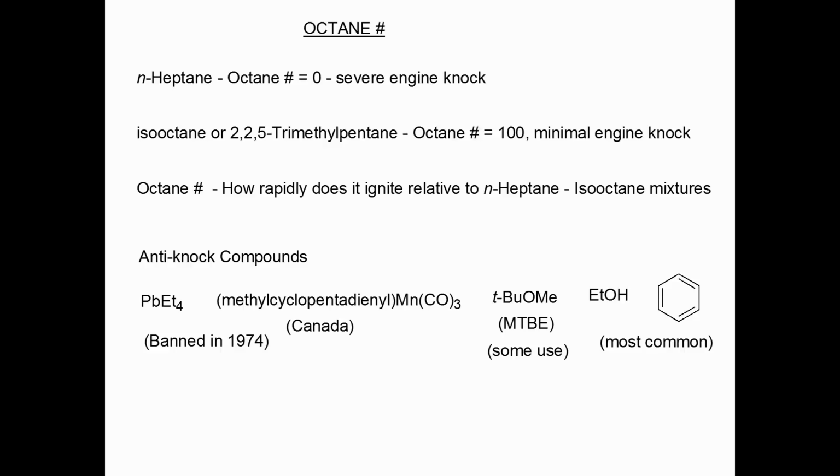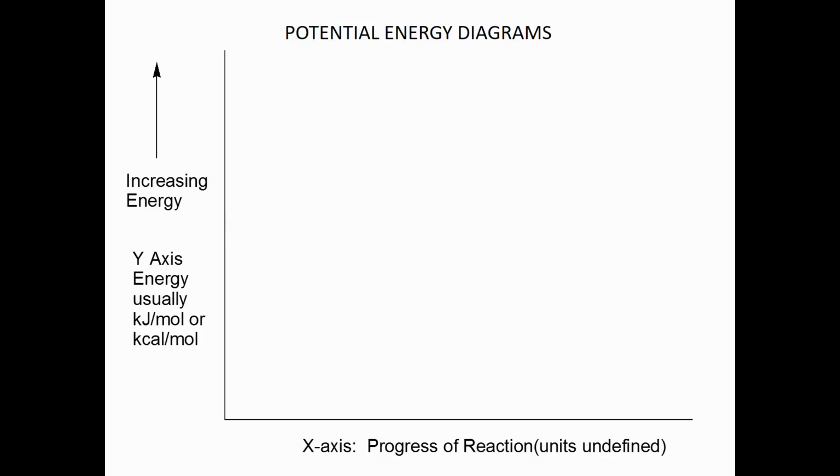For a while, methyl tert-butyl ether was the predominant anti-knock compound, but it was discovered that some people were sensitive to it. Now we're using ethanol or benzene, the most common anti-knock compounds used now. We can get a lot of information about relative energy from combustion reactions.